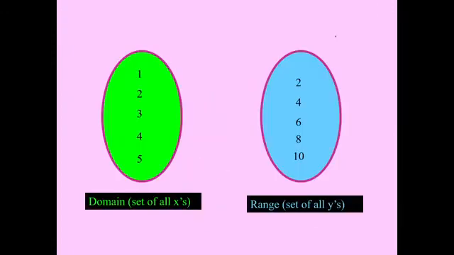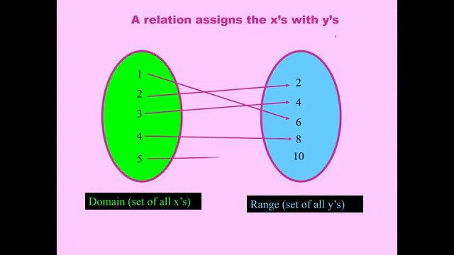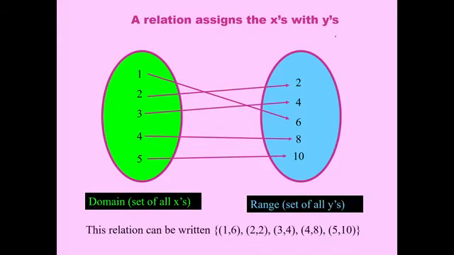Now, a relation assigns the x's with the y's. So if I'm going to assign 1 to 6, 2 to 2, 3 to 4, 4 to 8, 5 to 10, another way of writing the relation is simply (1, 6), because 1 and 6 are being paired a while ago. (2, 2), (3, 4). These are the pairs we have made a while ago. So this is simply another way of writing or expressing or describing a relation.